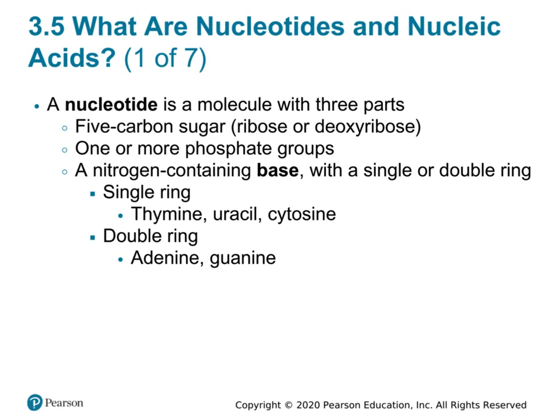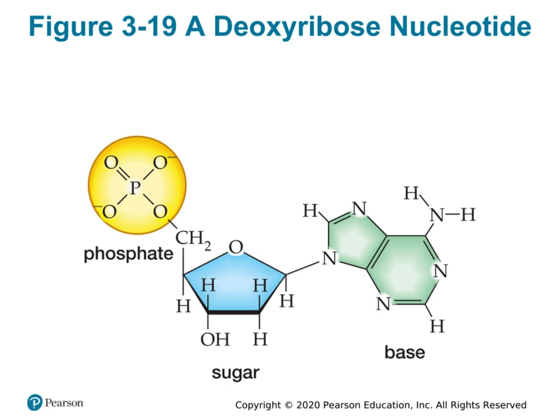With a single ring, we're looking at bases like thymine and uracil and cytosine, which are depicted just by their first letter, T and U and C. Or a double ring like adenine and guanine for the base, which are depicted again by just a single letter, A or G. Here's what a basic nucleotide looks like. Now this is a deoxyribose nucleotide, so its sugar is deoxyribose. This is what you would find in DNA.